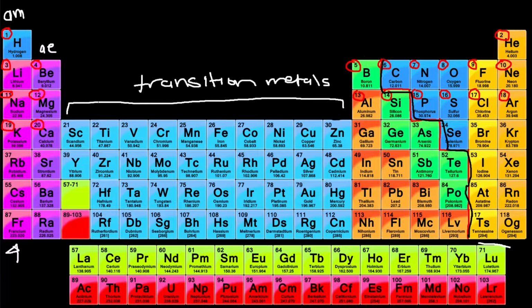You do not have to call them by their family name. They're just called the transition metals. Alright, so let's move on to the other elements and their families.